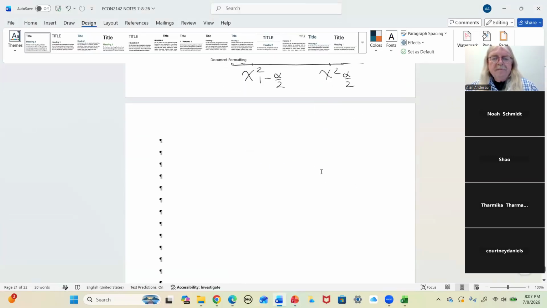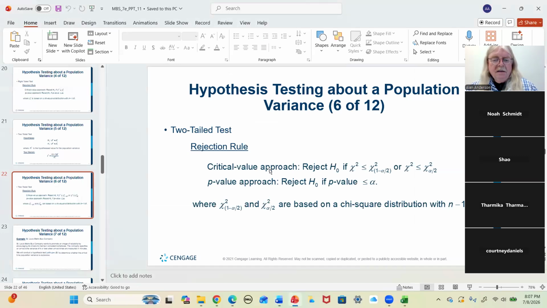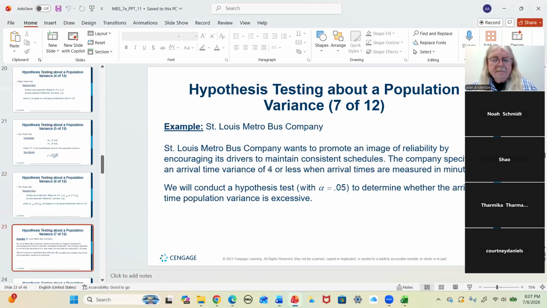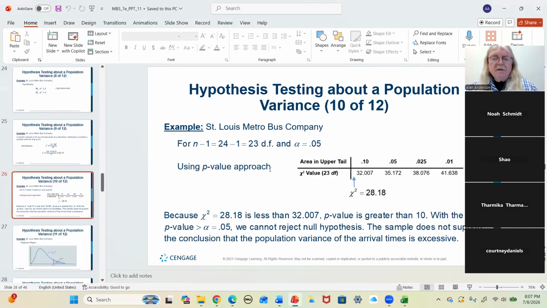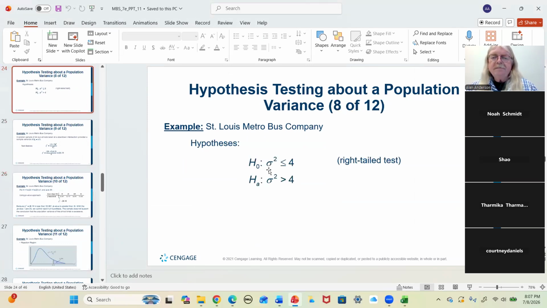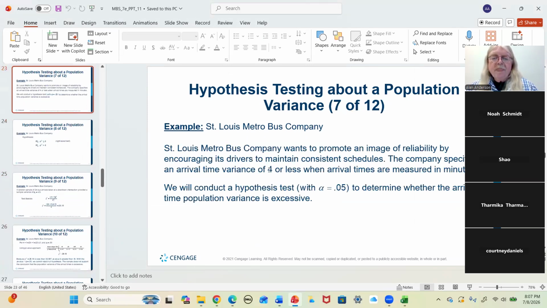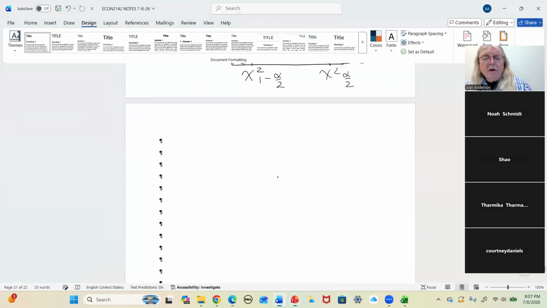So let's run this real fast. This won't take very long. We're being told that the St. Louis bus company wants to make sure that people think they're reliable. So they want to know about it if the bus drivers are not arriving within 4 minutes of the scheduled time. They're worried that it's too large, and that means the buses are not arriving in time.